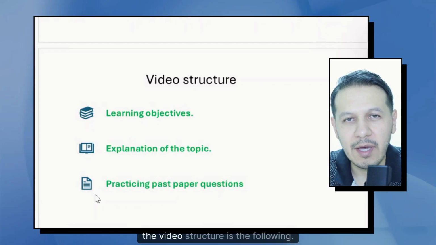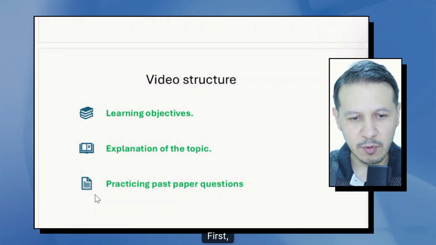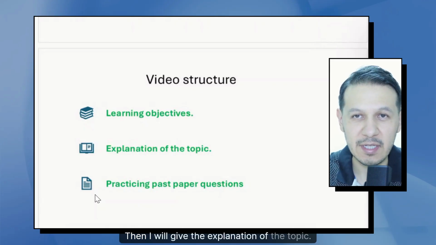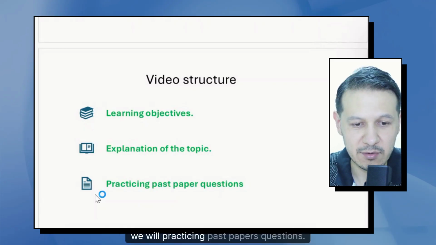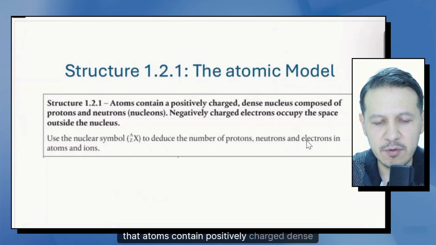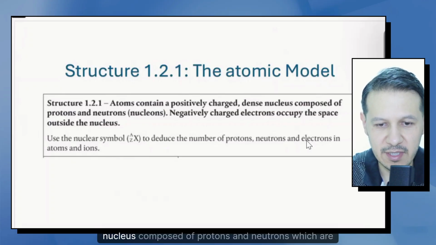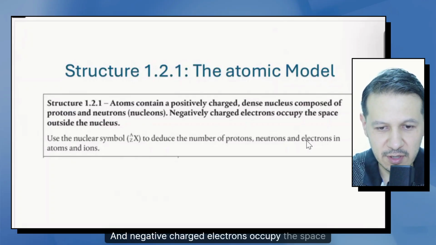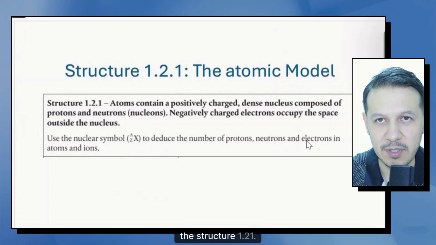Okay, guys, the video structure is the following. First, I will talk about the learning objective, then I will give the explanation of the topic, and finally, we will practice with past paper questions. What you need to know here in the atomic model is that atoms contain a positively charged, dense nucleus composed of protons and neutrons, which are the nucleons, and negatively charged electrons occupy the space outside the nucleus. This is structure 1.21.